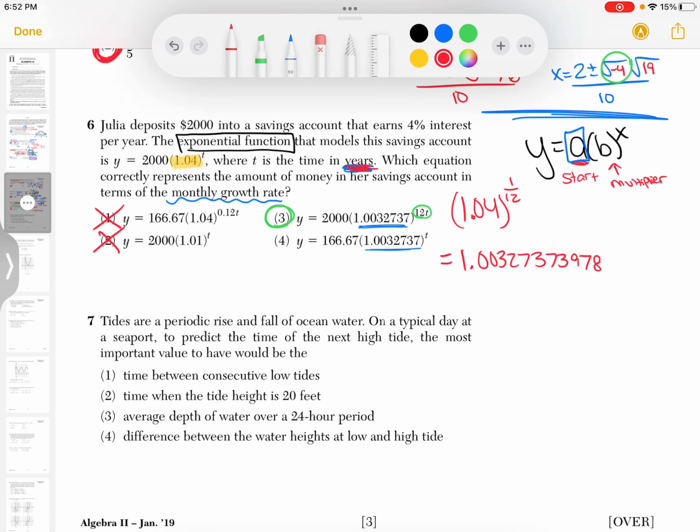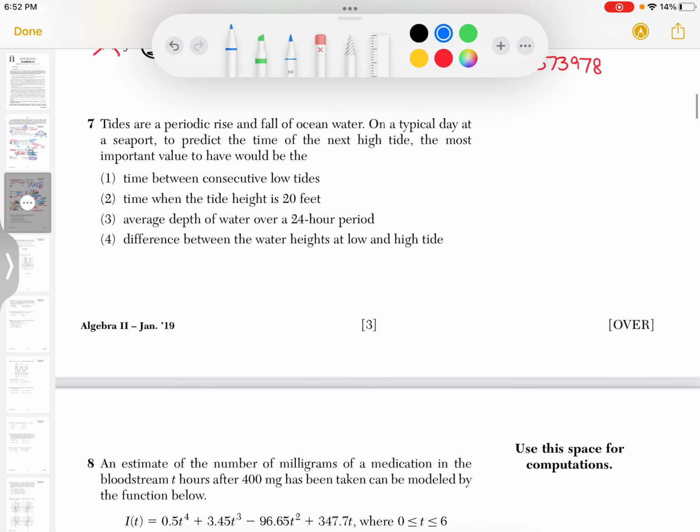No matter what happens to your rate, this one went from a yearly rate to switching to a monthly rate, it doesn't really change your starting amount. The starting amount is still going to be depositing $2,000, so this amount is not going to change. So choices 1 and 4 were out right away. Your starting amount is not going to change. It's still an initial investment of $2,000. So it had to be this one or this one. The rate changed to this instead of that. So that's going to be your final answer, is choice 3.